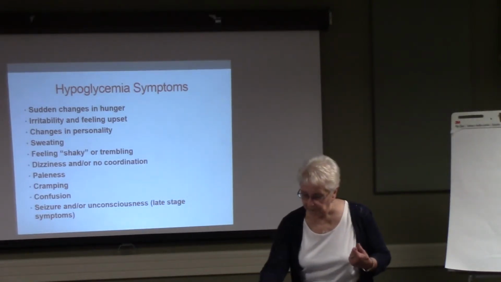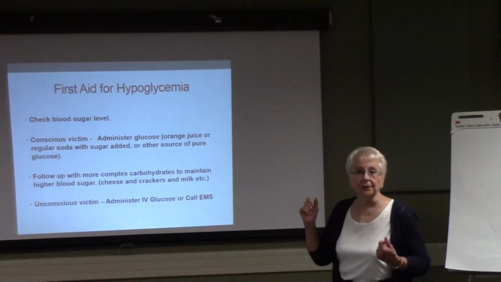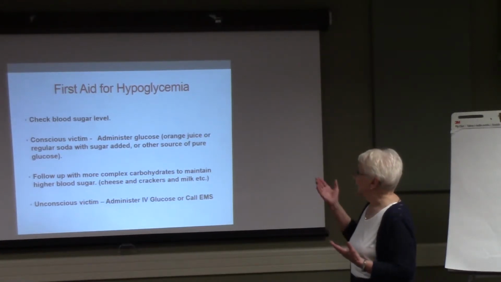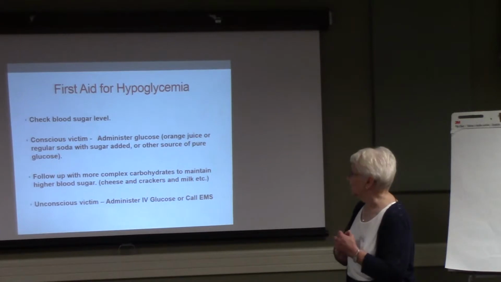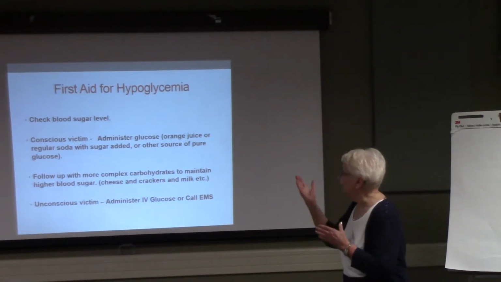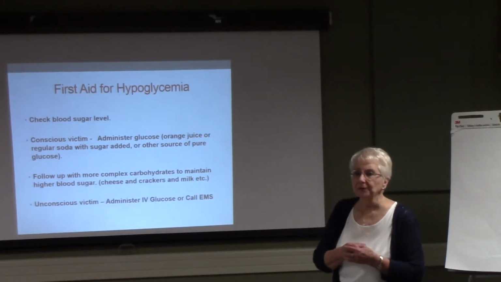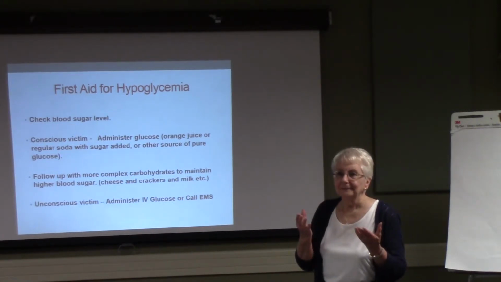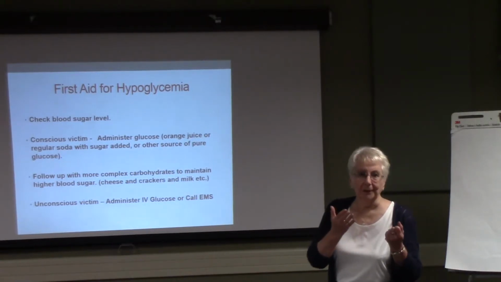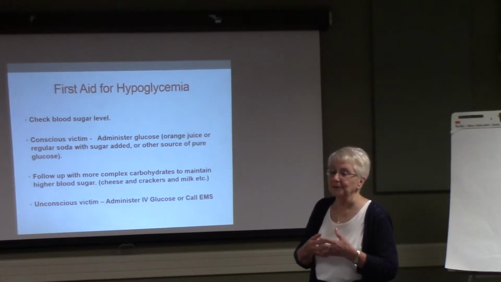All right, so what are we going to do? Check the blood sugar level. You have meters in your facilities. A conscious victim, we can give glucose to, orange juice, or regular soda, no diet things there, and even add some sugar. They may have a tube of glucose. Icing is perfect. You know, they have things to decorate with that are pure sugar, if you run into a bind and you don't have something else.